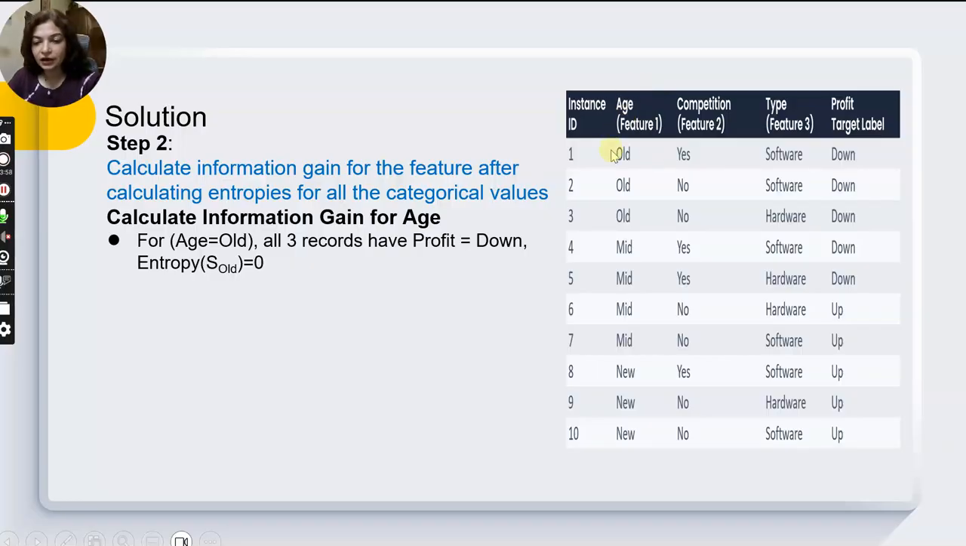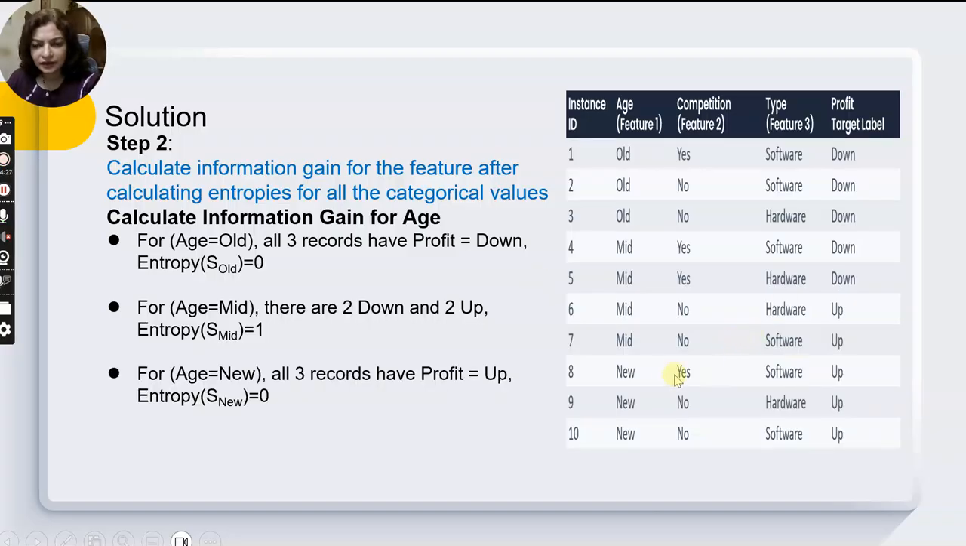Now let's consider age. Okay, so what are the values? We have old, mid, and new. These are the distinct values. Now let's calculate for old. Now see, old and down, old and down, old and down. That's it. Therefore, whenever we have age as old, profit is down. And therefore we can say that entropy of S old is 0. There is no uncertainty, there is no randomness. It's going to give us down.